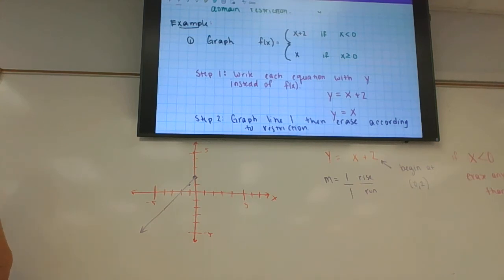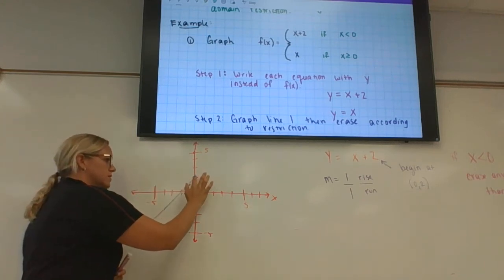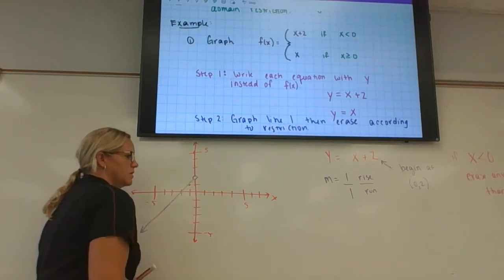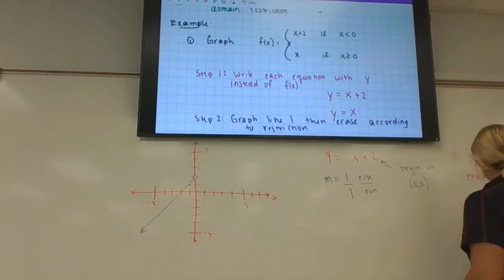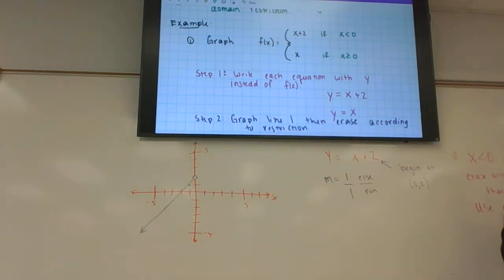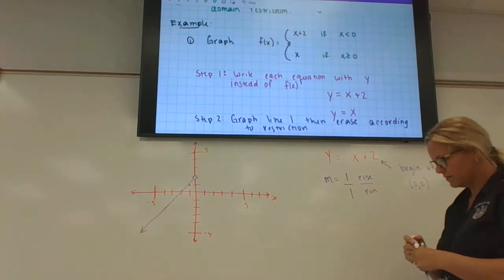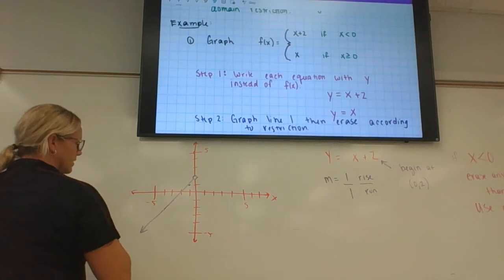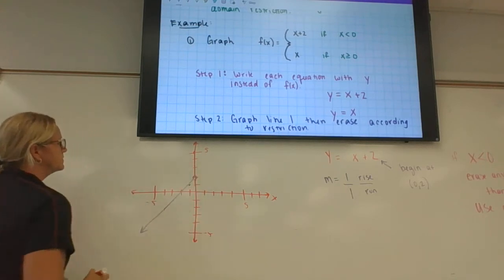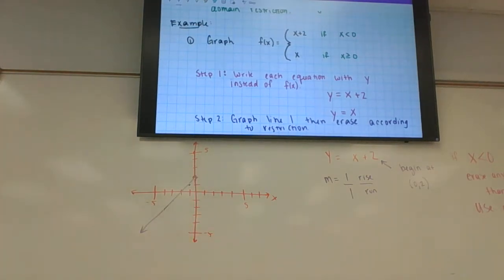So just get your pencil and erase everything over this side where x is more than 0. Additionally, it says x does not equal 0, so I'm also going to make sure I do an open circle. When you're done, go ahead and try to do the second piece of the function.